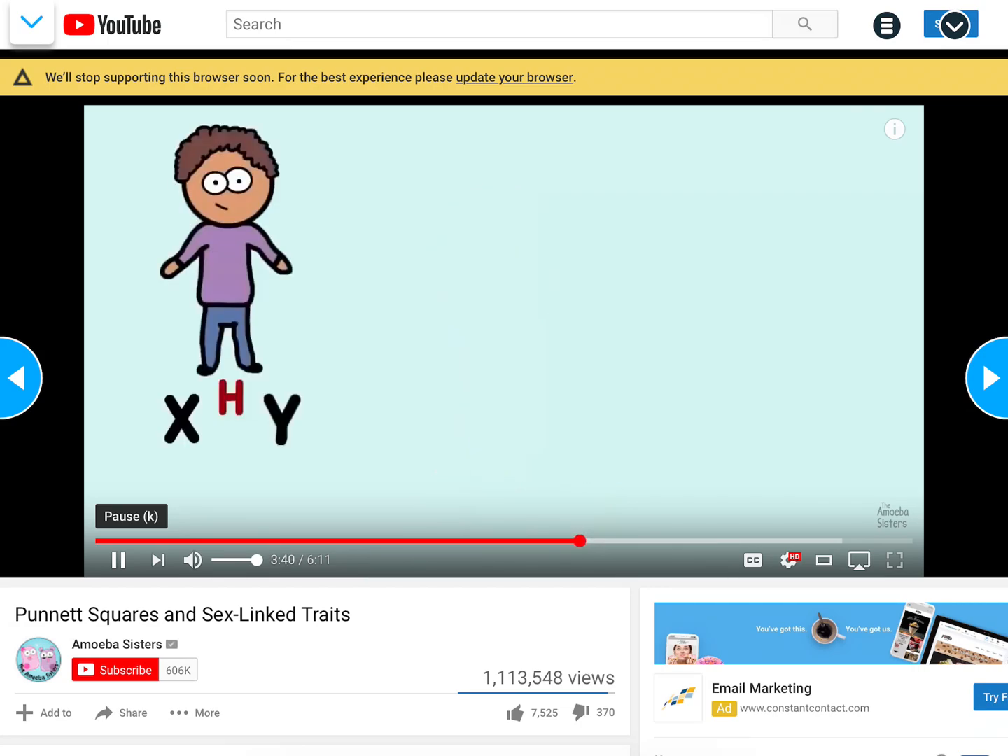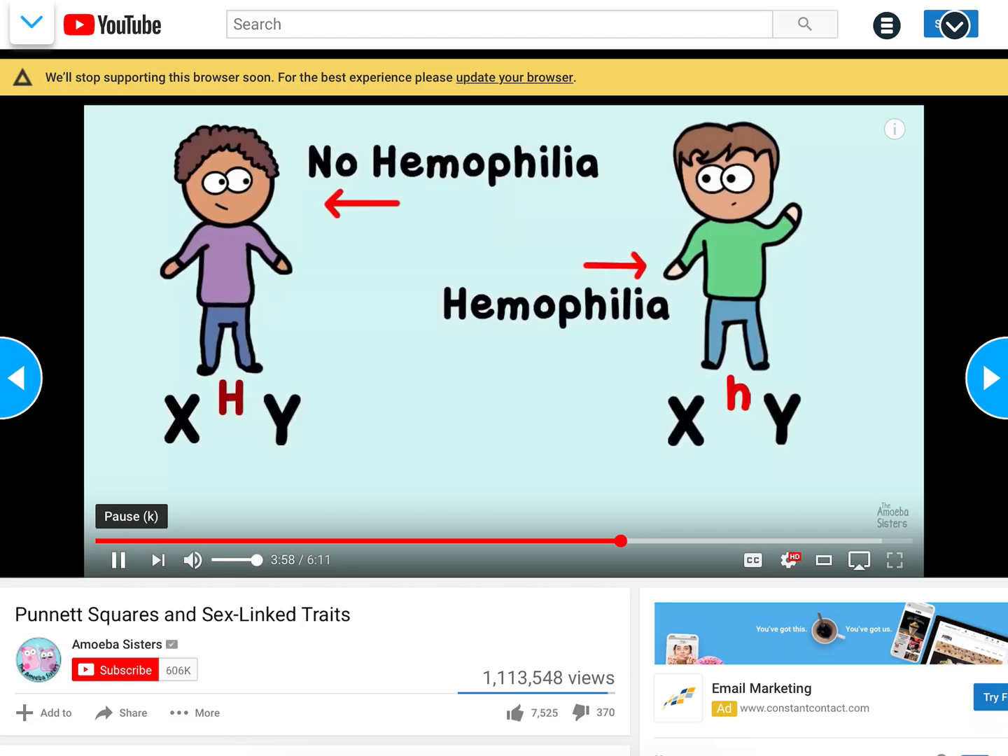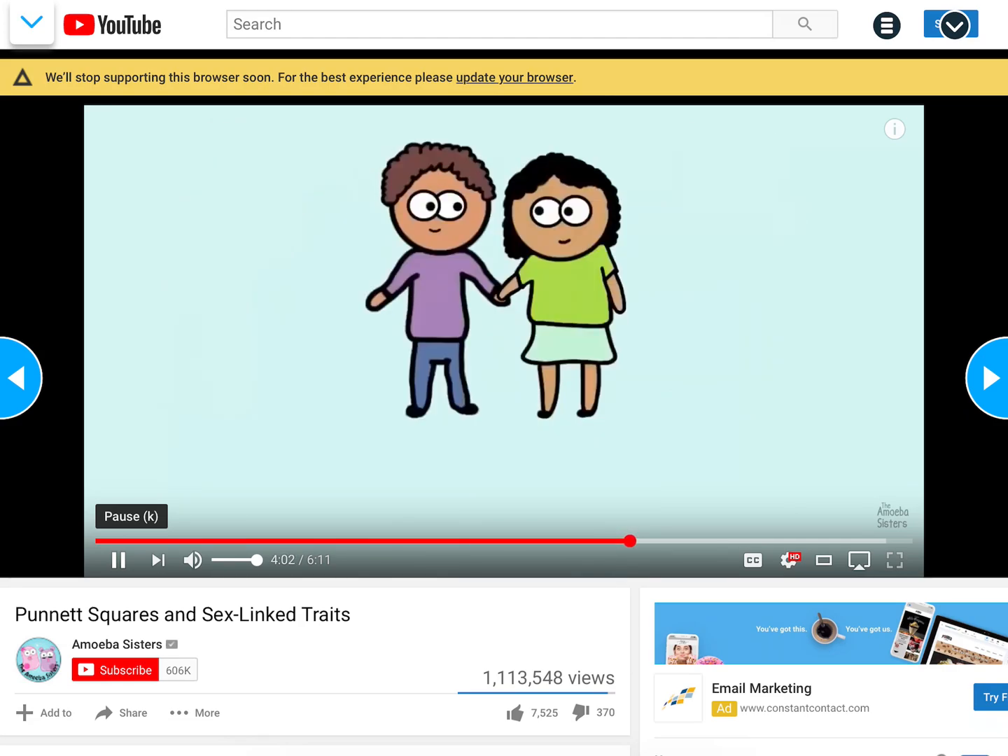Now for a male to not have hemophilia, his genotype would have to be X big H, Y. Notice how I did not put anything on the Y chromosome. Again, most sex-linked traits are on the X chromosome. If he has the genotype X little h, Y, then he has hemophilia. He doesn't have 2 X chromosomes, so he cannot be a carrier.